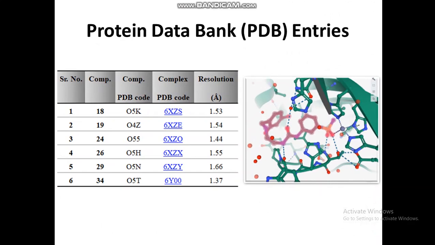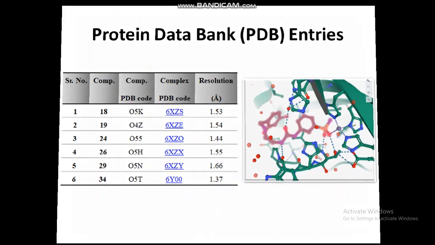And for this, here is our data. Our data was submitted in the Protein Data Bank, and these are the PDB codes. You can visit those PDB codes, and then you can analyze that our compounds are crystallized inside the active site. The PDB, Protein Data Bank, is a server, a database for different protein crystal structures, and you can visit that website and watch those structures.